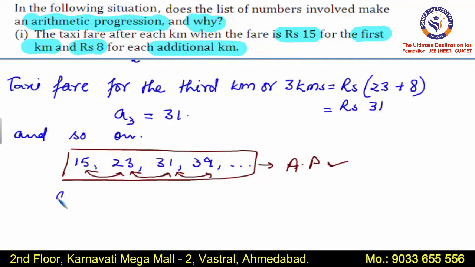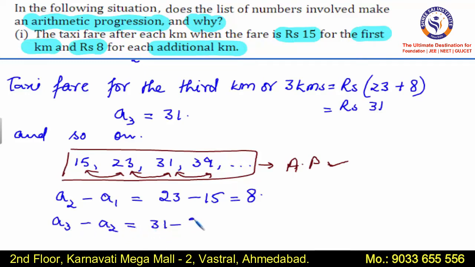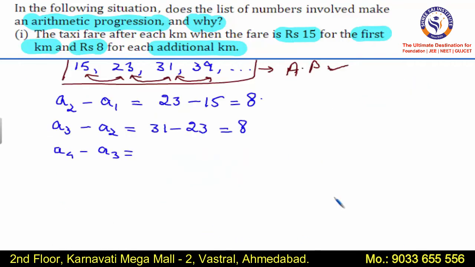First is A2 minus A1, that is 23 minus 15. This is equal to 8. Now A3 minus A2 is 31 minus 23. This is also equal to 8. A4 minus A3, 39 minus 31. This is also equal to 8, and so on. If we continue, we see that the difference between any two consecutive terms, that is, on subtracting any term from its succeeding term, the difference is the same.